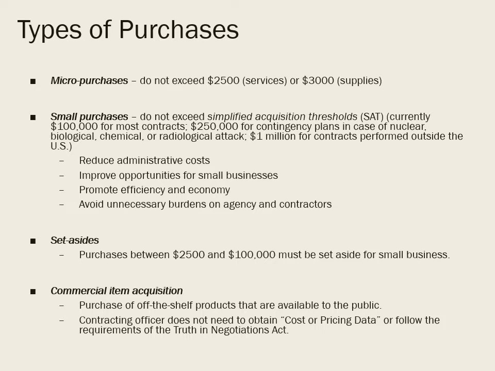There's also a commercial item acquisition. This is what allows the government to buy ashtrays off of Amazon instead of issuing a 9-page solicitation. Commercial item acquisition is great because the government doesn't have to jump through as many hoops. And basically, if you as an individual can buy something off the shelf, so can the government.